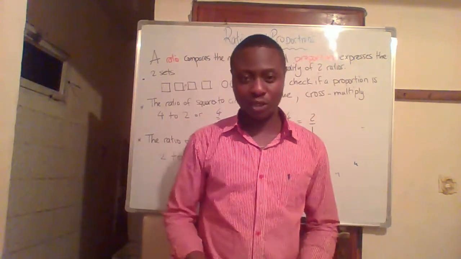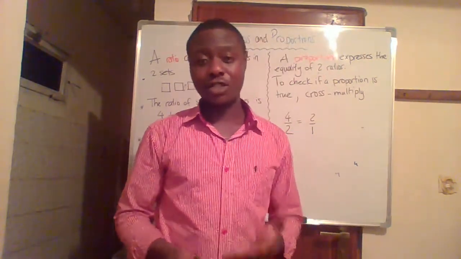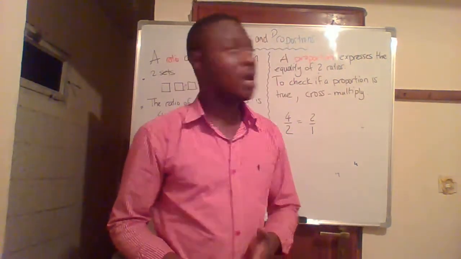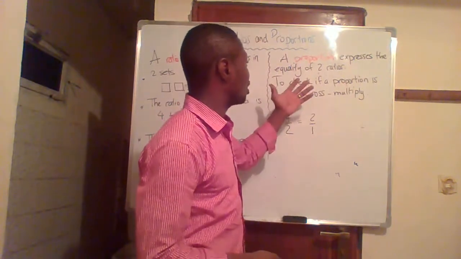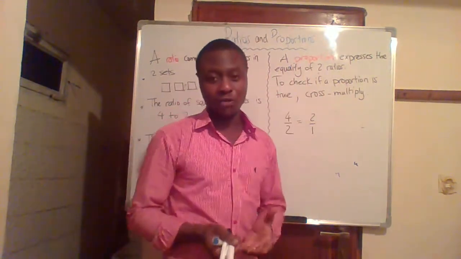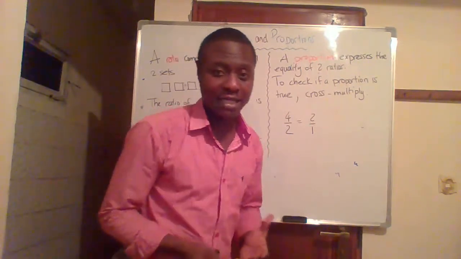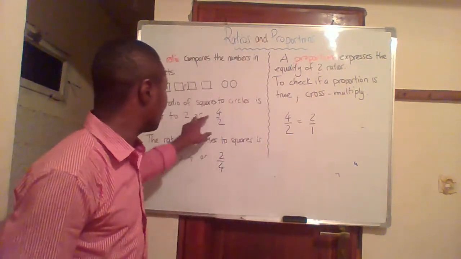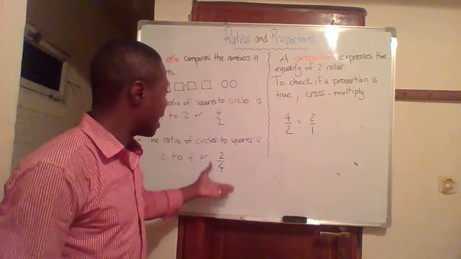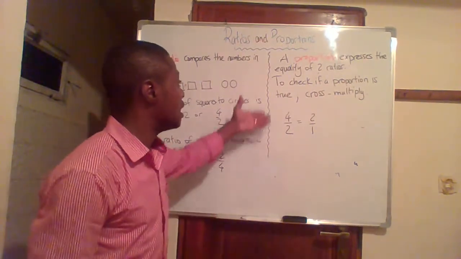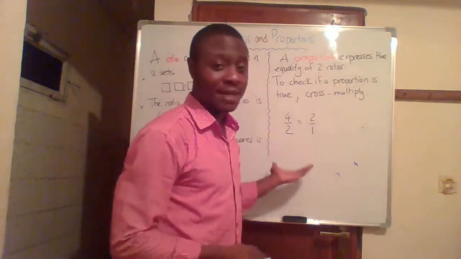Now, what is a proportion? A proportion is just a comparison of two ratios, or it's an expression of the equality of two ratios. Two ratios can be written in a fractional form as a fraction, just as I showed you that a ratio can be written as a fraction here, and it can be written as a fraction there. Now, I'll show you an example.